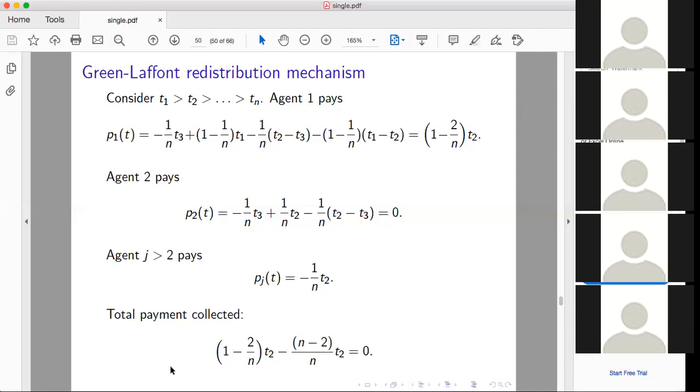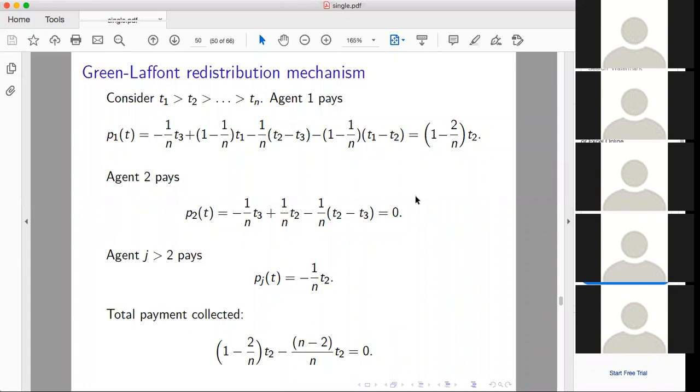Okay, so the total payment collected, if you sum this up, not surprisingly this sum is equal to 0, and that follows because each of those deterministic mechanisms, remember, was totally budget balanced. Whatever we were collecting from the n-1 agents, we were giving to the residual claimant. So each of them was budget balanced, so their convex combination is also budget balanced. So the total payment collected from this mechanism is 0.